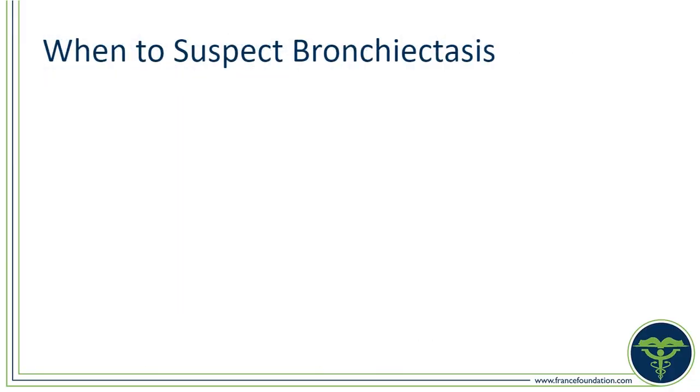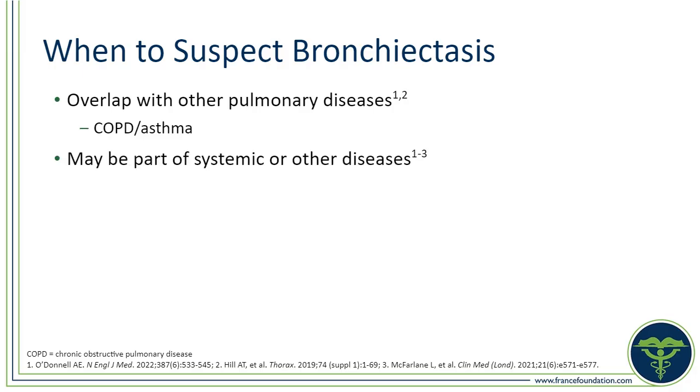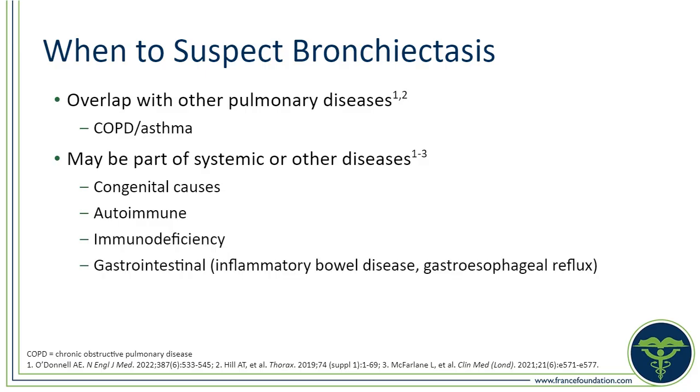When should we suspect bronchiectasis? There's overlap with other pulmonary diseases, including COPD and asthma, so it can be complicated. And it can be part of a systemic or other disease process, such as congenital causes, autoimmune disease, immunodeficiency, gastrointestinal diseases like inflammatory bowel disease and gastroesophageal reflux.